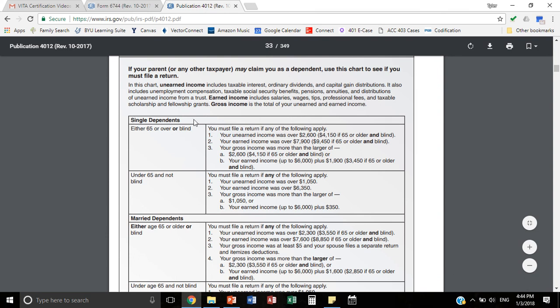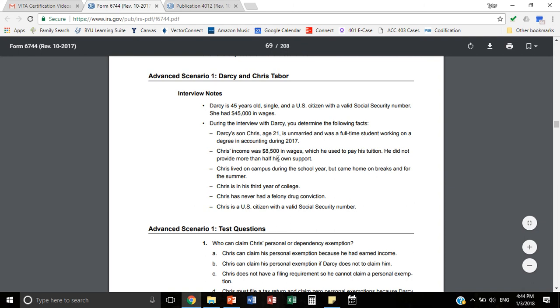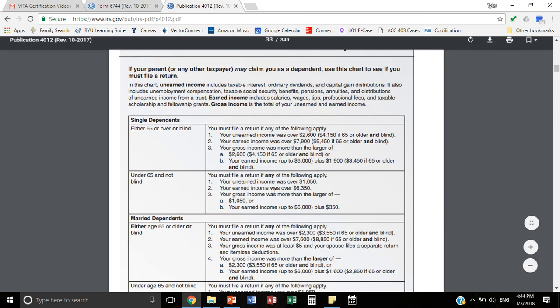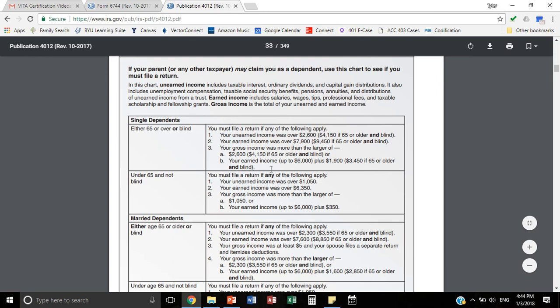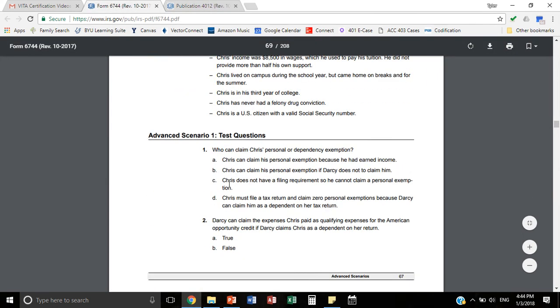So he is a single dependent. So we're going to look under this section. He is under 65 and not blind. So it says you must file a return if any of the following apply. And then number 2, it says your earned income was over $6,350. Going back to here, his income was $8,500. So that means that he does have that requirement to file. So that means that answer number C is not correct.